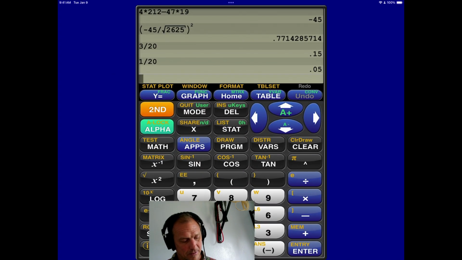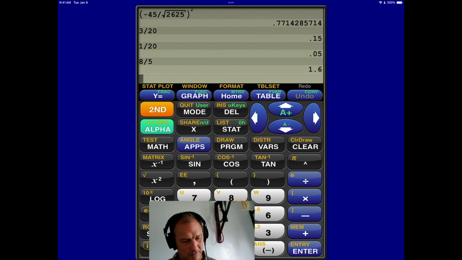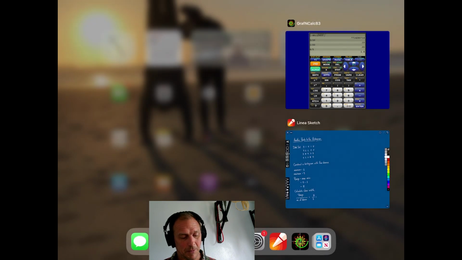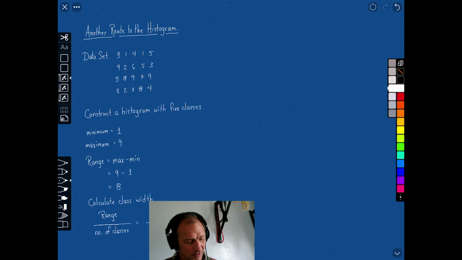8 divided by 5, press enter. 1.6. If I did that too fast, remember, just pause the video, try it yourself, make sure I did that correctly. So this gives us 1.6. But wait a minute, we already know that the class width needs to be 2 because we always said you have to land right between dots, right between dots.